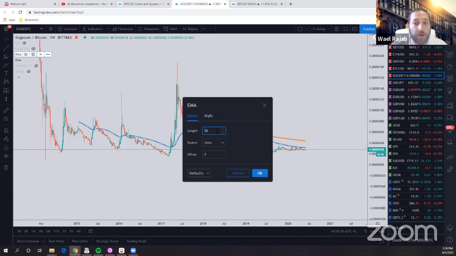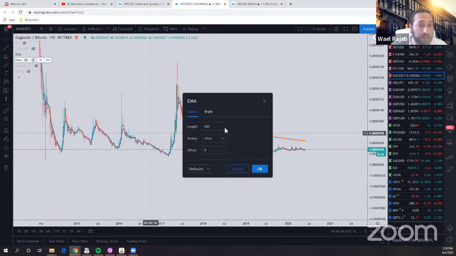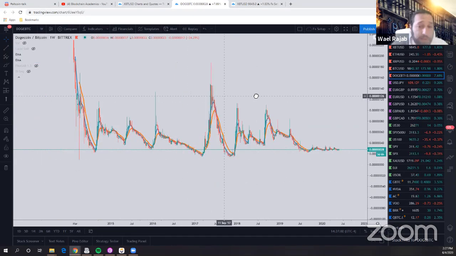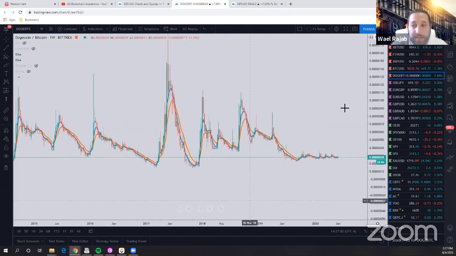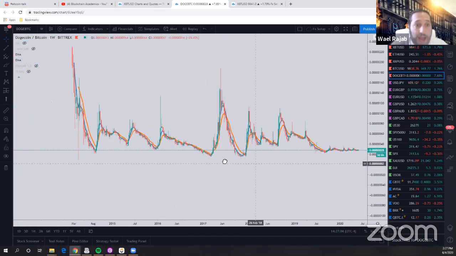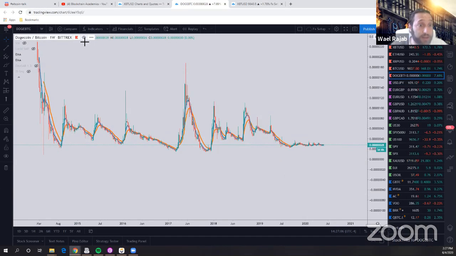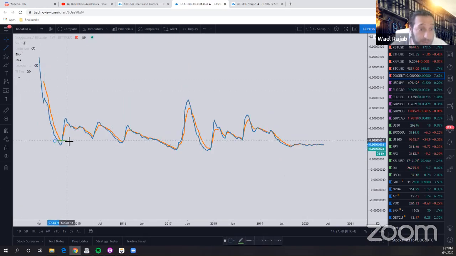So we're going to use 4 and 9. 50 and 200 are very popular, but you can jot down 4 and 9 as well. 4 and 9 have been great on alts on the weekly time frame. And I'm going to remove the price so you guys can see how well it's actually done. As you can see here, 4 and 9, when the 4 crosses the 9 on the upside, we buy. When the 4 crosses the 9 on the downside, we sell.